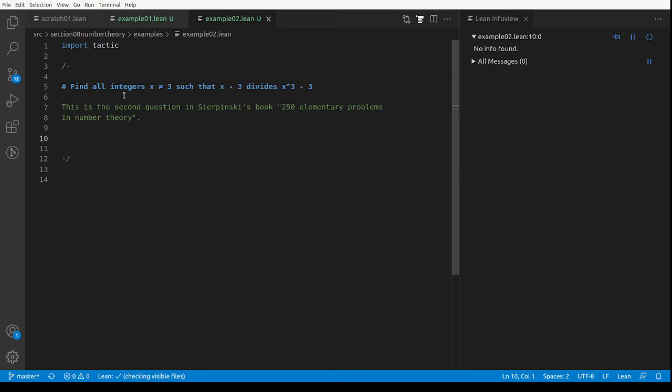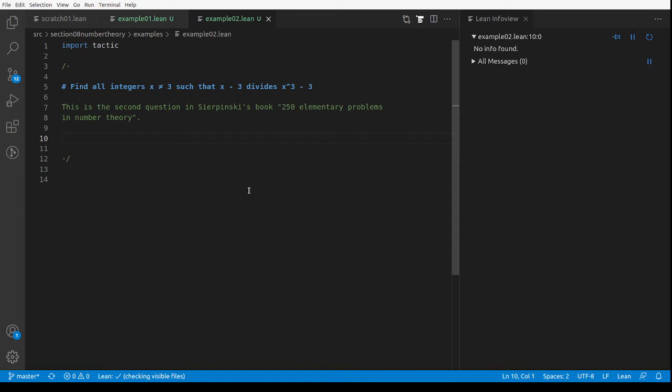The question is, I want to find all integers x not equal to 3 such that x minus 3 divides x cubed minus 3. And I don't know why Sierpinski left out the case x equals 3. Because if x equals 3, the question is asking whether 0 divides 24. Maybe Sierpinski for some reason thought that was a confusing question. But I know the answer. 0 does not divide 24, right? Because there doesn't exist an integer t such that 0 times t is 24. So I don't quite understand why we demand that x is not equal to 3, because 3 doesn't work. So let me show you the maths proof.